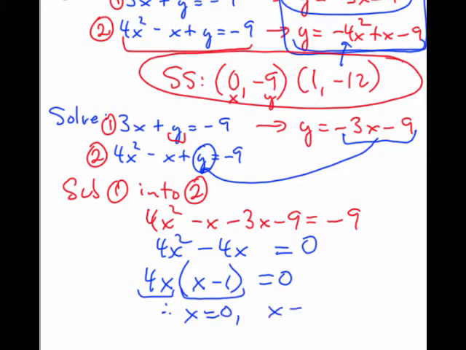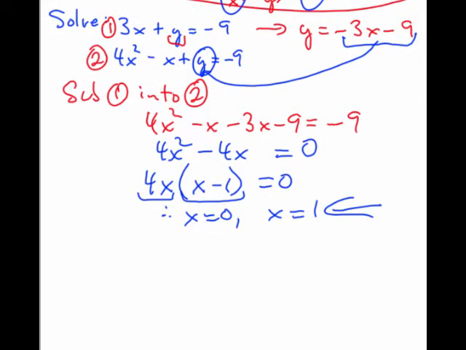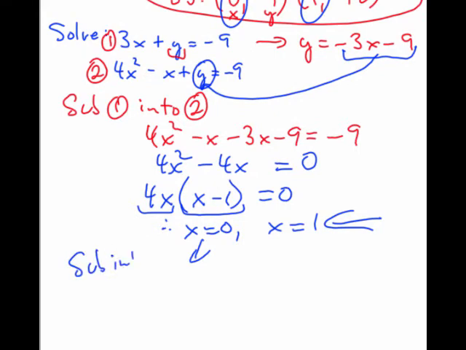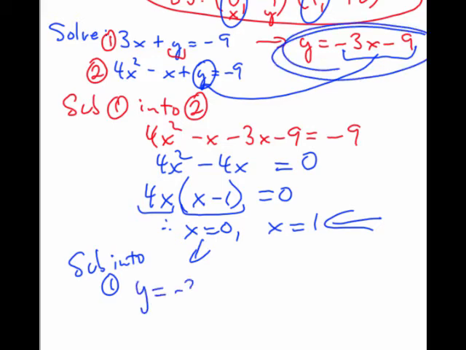X could be 0 or 1, which are the x-coordinates of our points of intersection, which you can see matches what I came up with graphically above. Alright, to get the y values that go with these x values, I'm going to take these values for x and substitute them back into equation 1. Okay, you could do it into either, but you should really alternate equations. So I'm going to substitute into equation 1. So I'm looking up here, I'm going to use this form of equation 1. So my y will be negative 3 times 0 minus 9. So y will be negative 9 in this case.